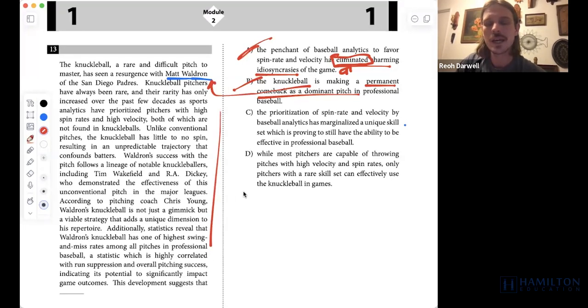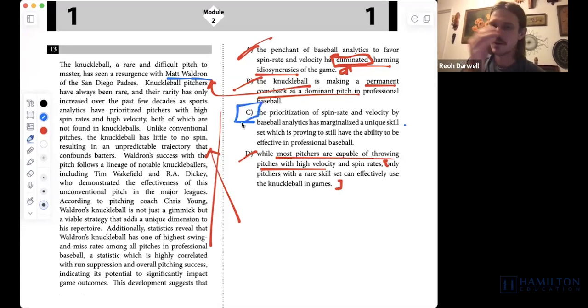And then finally, with D, this part makes sense, right? But while most pitchers are capable of throwing with high velocity, that is a too extreme of an inference, right? So there are distractors that make A, B, and D wrong. Now C supports the passage idea as a whole, right?